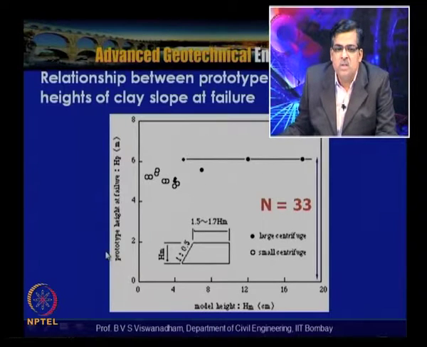So this is the prototype height in meters on the y axis and model height on the x axis. For example, here it shows that when the model height is somewhere around 18 centimeters, the prototype height cannot be equivalent to that, because this is the height at failure. So this is at factor of safety equal to 1. So the merit of the large centrifuge is also shown in this particular slide.